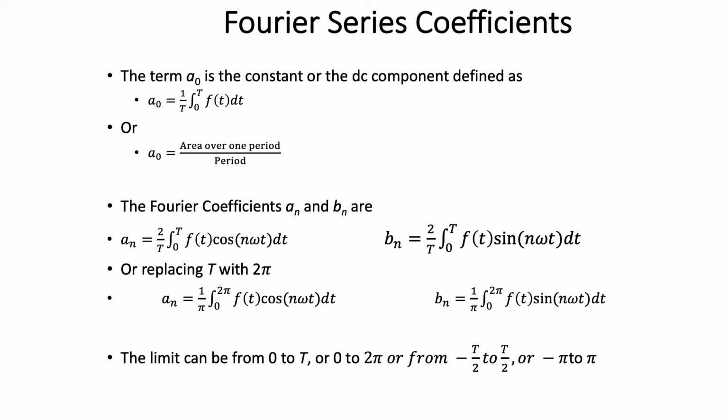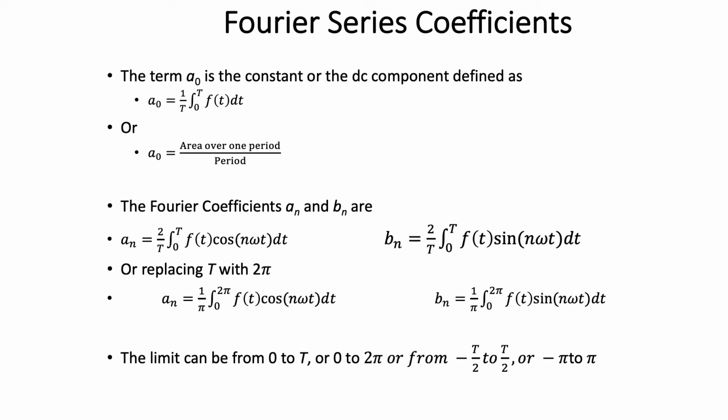The coefficients an and bn are: an equals 2 over T integral 0 to T f(t) cos n omega t dt, and bn equals 2 over T integral 0 to T f(t) sin n omega t dt. Replacing T with 2 pi, we can also rewrite an equals 1 over pi integral 0 to 2 pi f(t) cos n omega t dt, bn equals 1 over pi integral 0 to 2 pi f(t) sin n omega t dt.